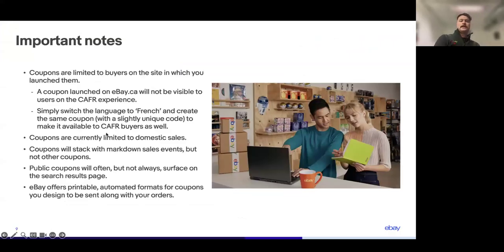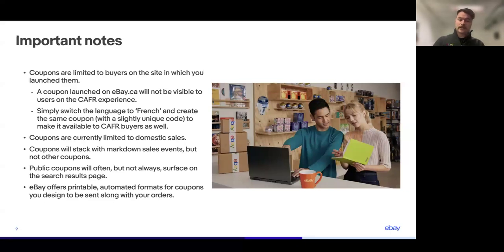So just going to wrap up the presentation here with a few important notes, most of which I've already mentioned, but I really want to reiterate. First being, these coded coupons are going to be limited to the buyers on the site in which you launch them. So most of you are listing on ebay.ca. If you're listing on ebay.ca, a coupon that you create on ebay.ca will not necessarily be visible to users who are on cafr.ebay.ca. So basically on the French experience, the French Canadian site.